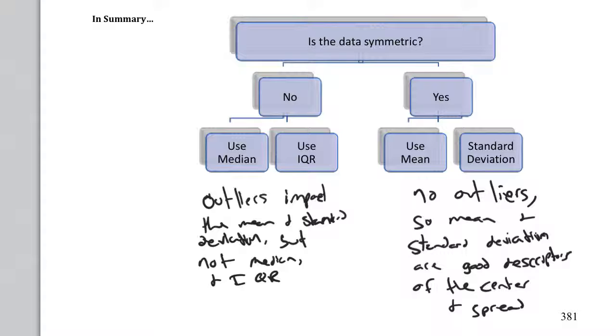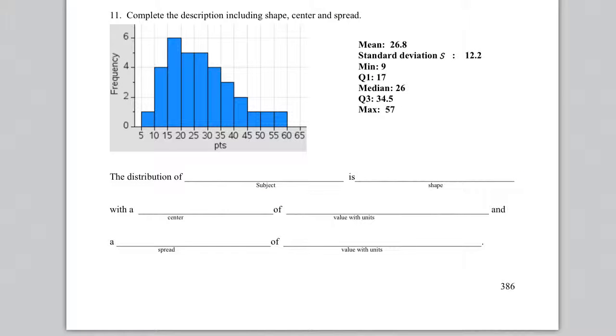Okay, jump ahead to page 386 now. Yes, 386. On this page, we already filled out the top with skewed left, skewed right, and symmetric. So here is an example of one type of problem we'll see. In this problem, we're given a distribution, and our job is to fill in the blanks in this little paragraph that describes it.